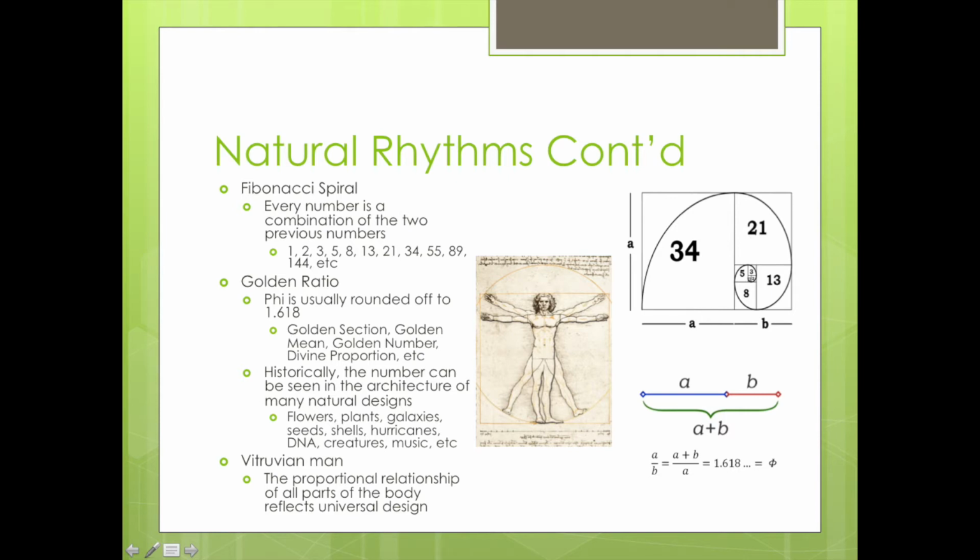And with the Vitruvian Man, we're not necessarily talking about a rhythm, but he was a prominent figure for representing the proportional relationship of all parts of the body, which further reflects universal design. It's a mathematical diagram. The image pictures the symmetry of the body and center points of gravity. Da Vinci believed the anatomy of the human body to be an analogy for the workings of the universe.